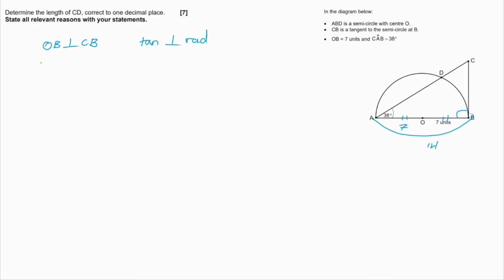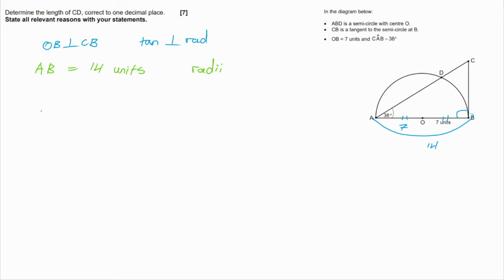Then we're going to say that AB is equal to 14 units, and the reason there is radii, because AO is equal to OB. So if you add them, obviously you'll just get double of the radius because AB is the diameter. Okay, so now we can find AC.